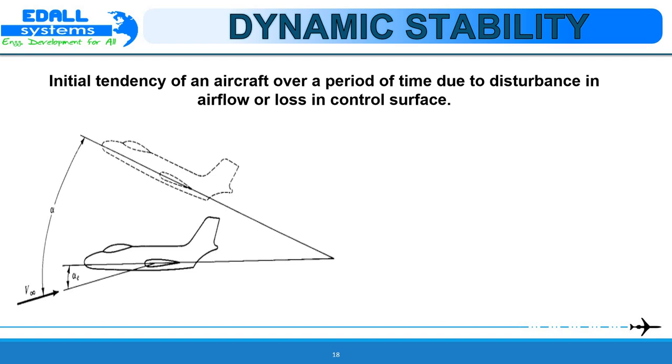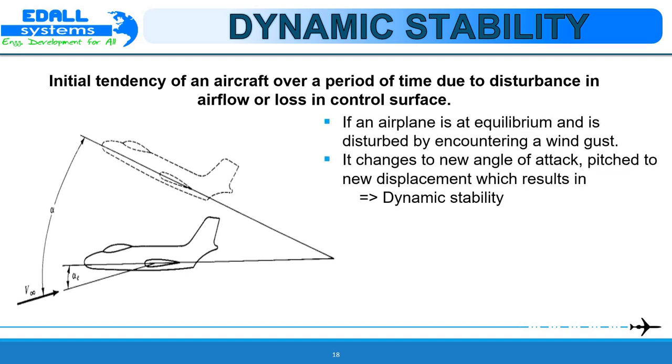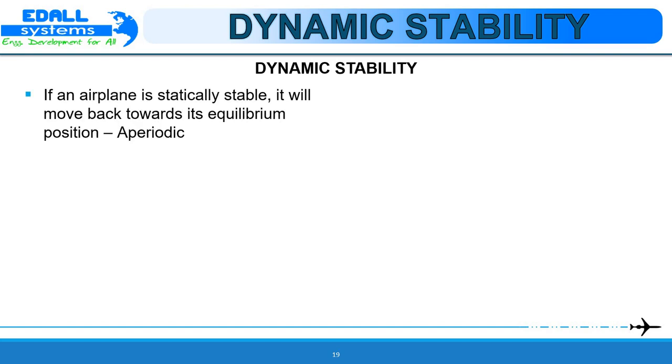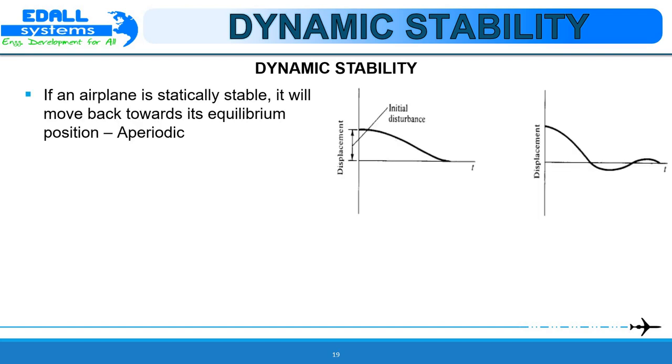Now let us observe the subsequent pitching motion after the airplane has been disturbed by the gust. We can describe this motion by plotting instantaneous displacement versus time. It changes to a new angle of attack, pitched to a new displacement, which results in dynamic stability, which can be classified into aperiodic, damped oscillation, phugoid mode, short period oscillation, and dynamic instability. Dynamic stability: if an airplane is statically stable, it will move back towards its equilibrium position.